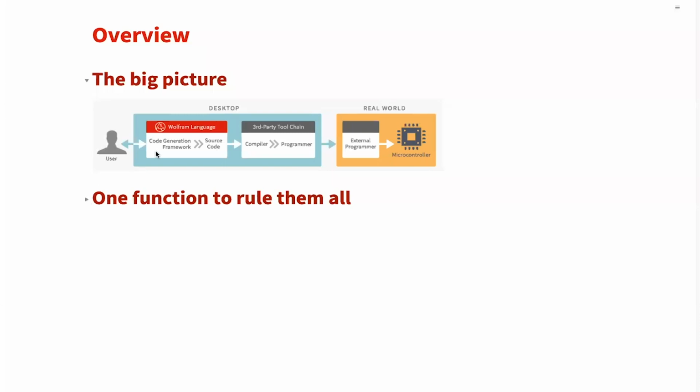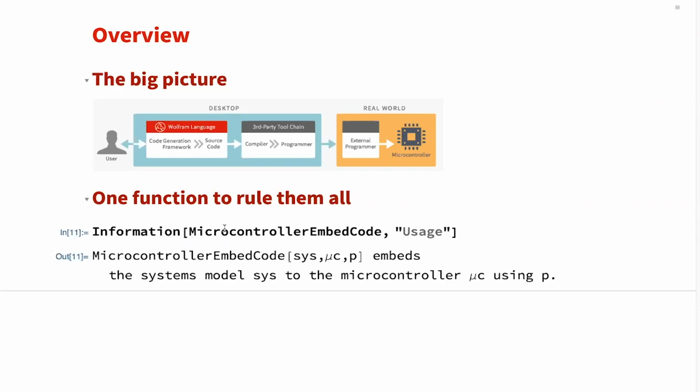So in case you do not have the compiler or the hardware, at the very least, you should be able to see the source code using the Microcontroller Kit. All this is handled by one function, and that function is MicrocontrollerEmbedCode. And it takes 3 arguments. The first argument is the systems model itself, or the core computation that you want to do on the microcontroller. The second argument has to do with the target. It answers questions like, what is the microcontroller? What are the input channels? What are the output channels? And so on. And the third argument is the mechanism on how you can get that compiled code onto the microcontroller.